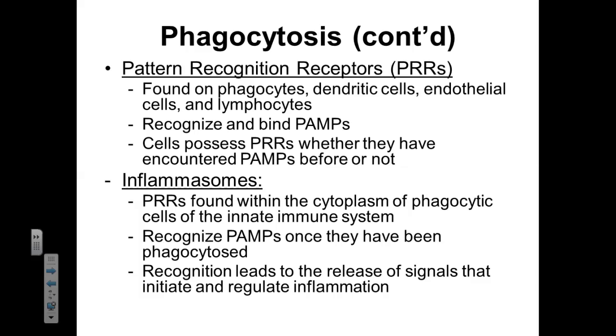An inflammasome is a special structure within a phagocyte. The pattern recognition receptors found in the cytoplasm of a phagocytotic cell can initiate or trigger our immune responses. If we recognize a PAMP with our PRRs, once it's been phagocytized, we can have chemical signals released from our phagocytotic cell. These chemical signals that are released are called inflammasomes and regulate the inflammatory response.